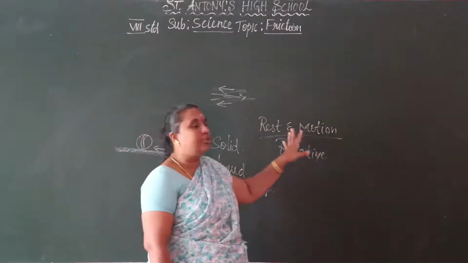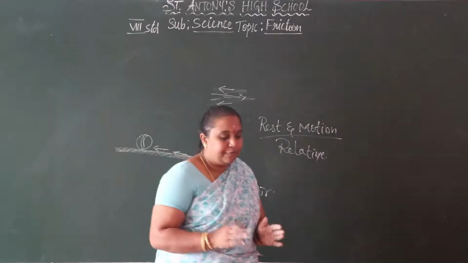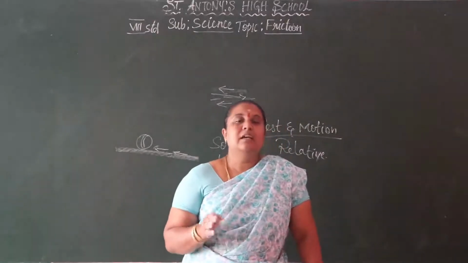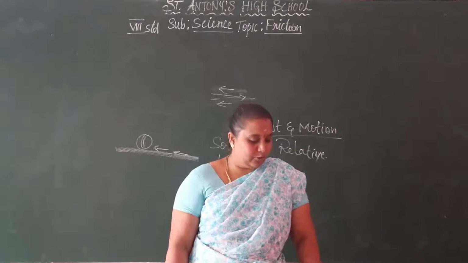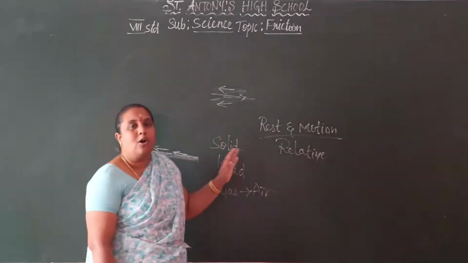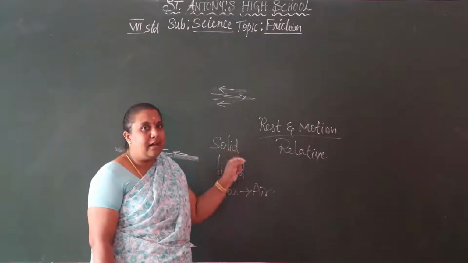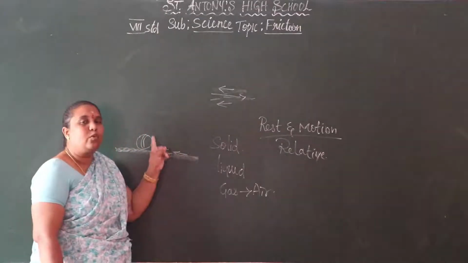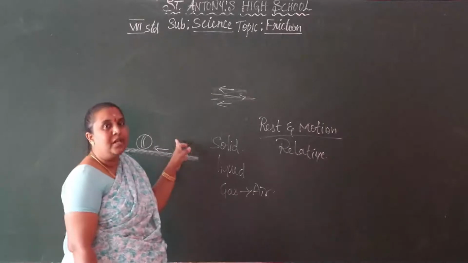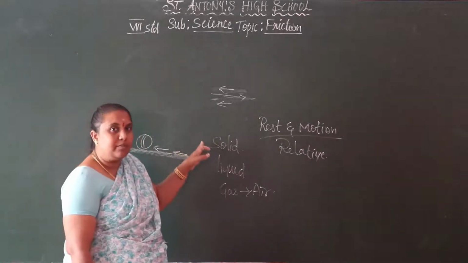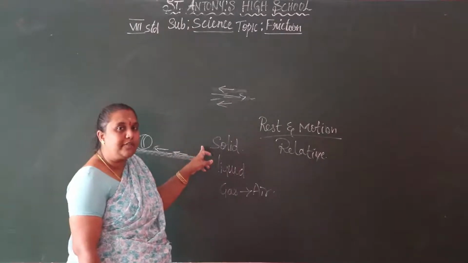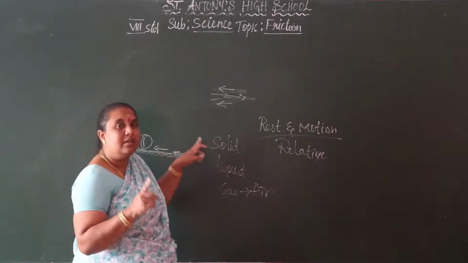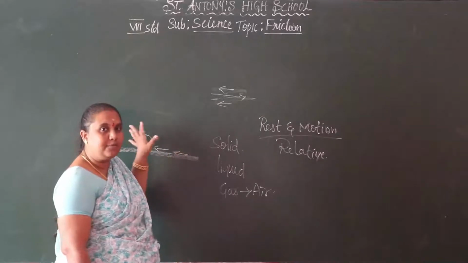See, rest and motion are relative terms. What is friction? Friction is a force which resists the relative motion of the surfaces of the objects. Friction is a force, and it acts in the opposite direction. Frictional force is always in the opposite direction. Friction is a force which resists the relative motion of the surface of the objects.